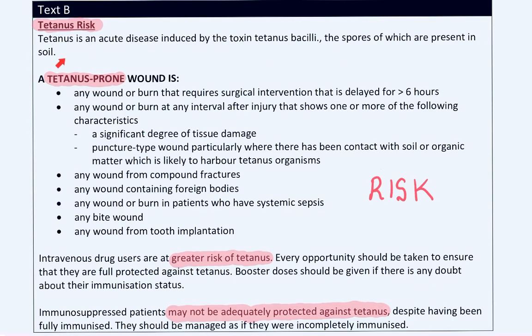So guys, if we scan here quickly, we are in risk because of probability. Okay. So we scan for surgery or injuries. We can see wound here, and burn, right? We also have burn here. We have surgical intervention. All right. That is delayed for more than 6 hours. All right. So the sign here means more, greater, 6 hours. So the time is 6 hours.